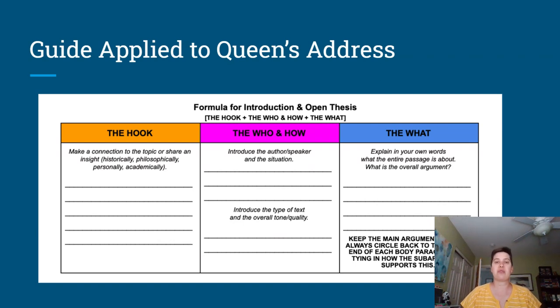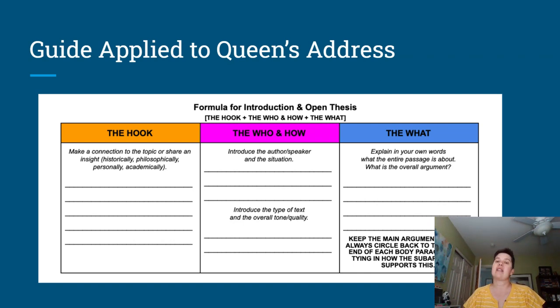Then you're going to do the who and the how. You're going to introduce the author and speaker and the situation. Obviously, the speaker is Queen Elizabeth II, and the situation is the pandemic, the coronavirus, COVID-19, and the stay-at-home quarantine. So you're going to have to come up with the introduction for the type of text and the overall tone and quality, which, if you were taking notes or at least marking it in the prompt for this handout, all you have to do is pull that information from those blocks.